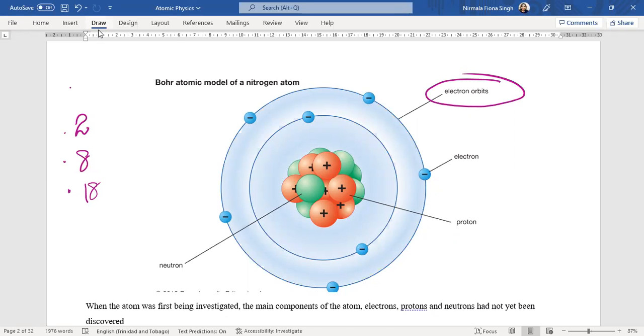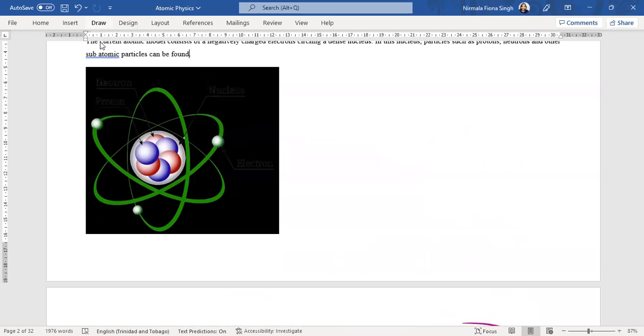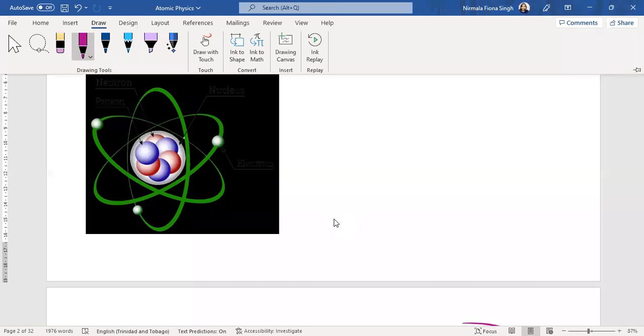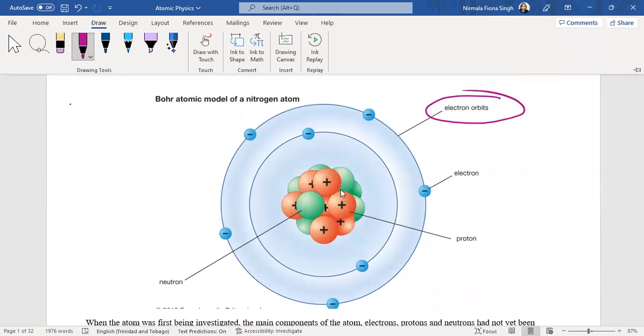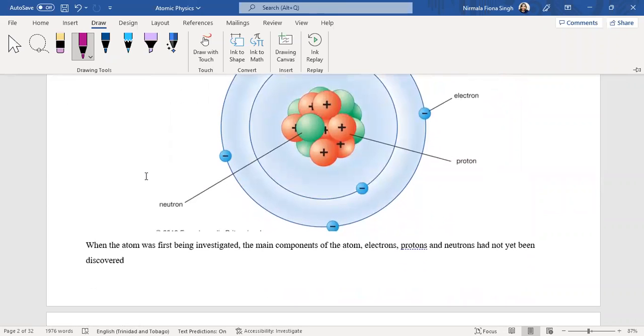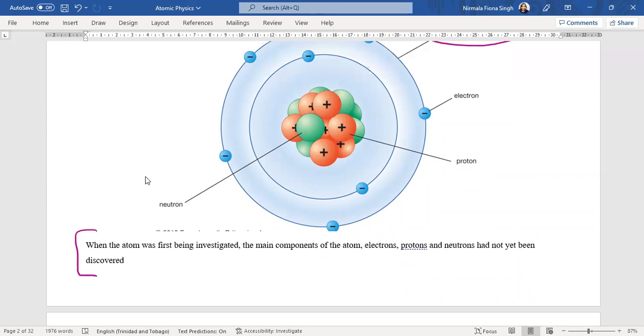And there's a reason why electrons are organized in these numbers, but we're not going to touch that in our syllabus today because again, it's out of your scope of work. So this is what we are trying to look at today. This is the model we are going to come up with today. See how they discovered why the atom looks the way it does. So reading, when the atom was first being investigated, the main components of the atom, which are the electrons, protons, and neutrons, had not yet been discovered.